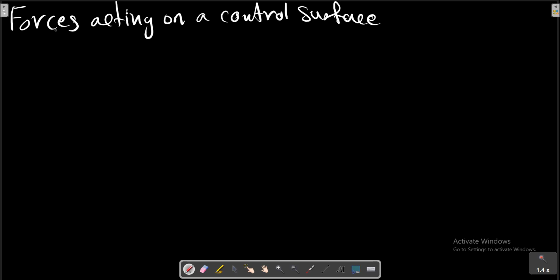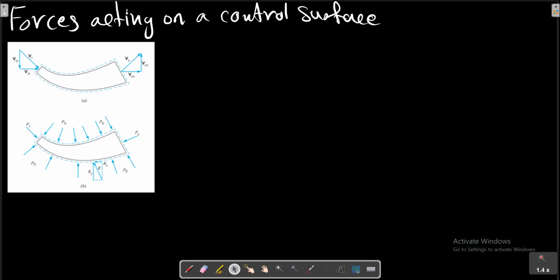Let us do this by considering the control mass shown in this picture, which involves a pipe bend. The control surface is designated by the dotted line around this picture, drawn around the duct, the pipe. At the points where the fluid crosses the boundary, the flow is perpendicular to the control surface.